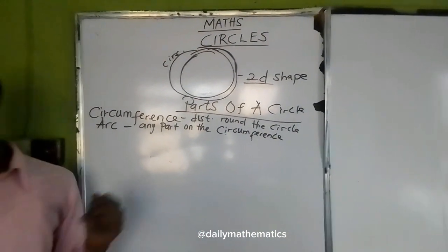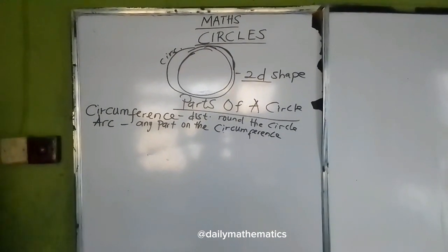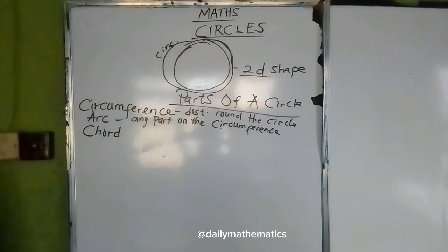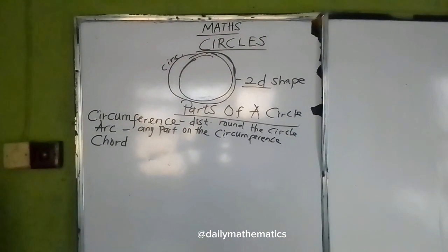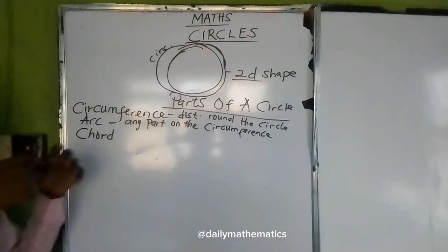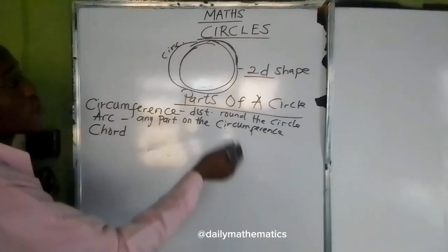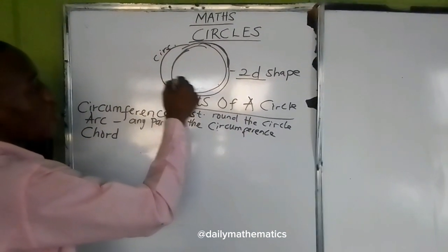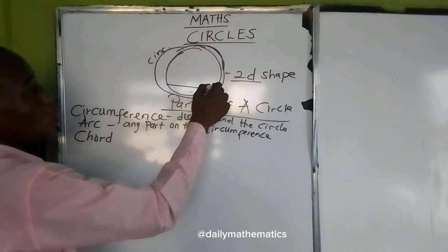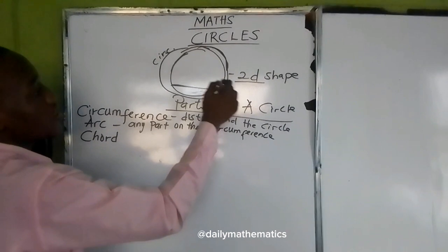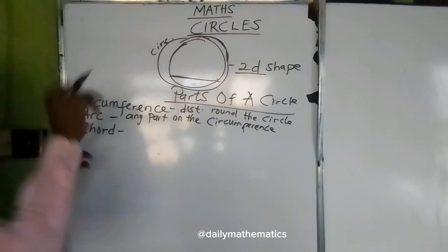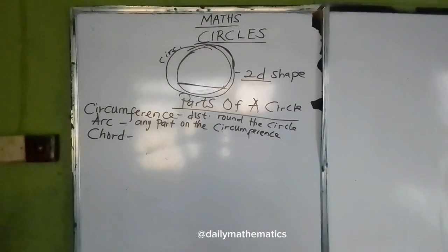And the next part of a circle we're going to be looking at is a chord. What is a chord? A chord is a straight line joining 2 points on the circumference. You have a point here on the circumference, you have another point on the circumference. So a chord is the line joining any 2 points on the circumference of a circle.